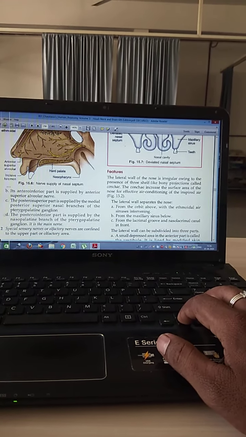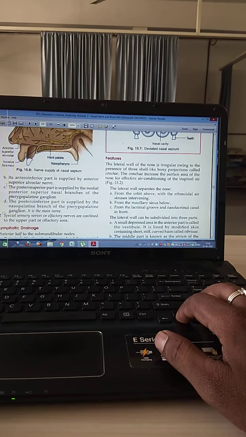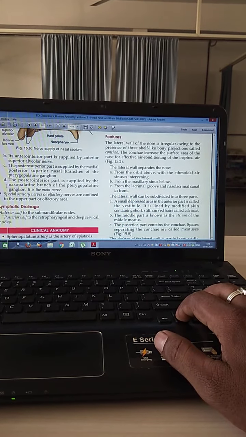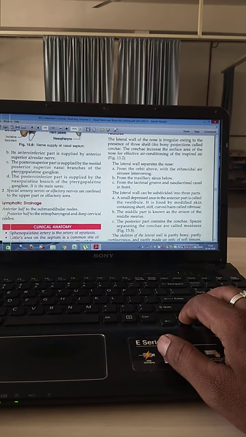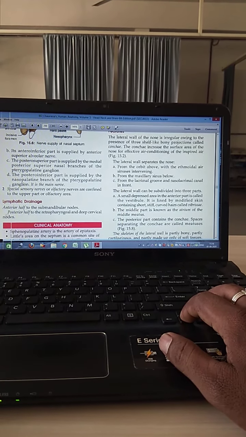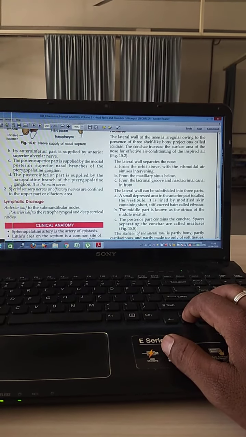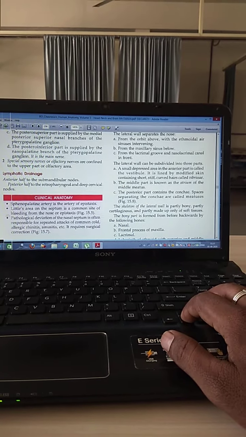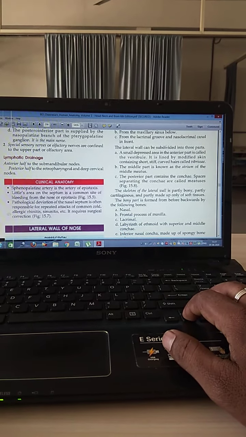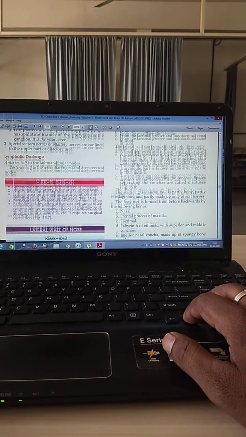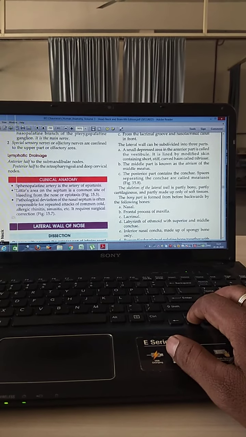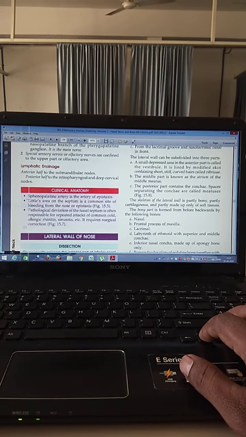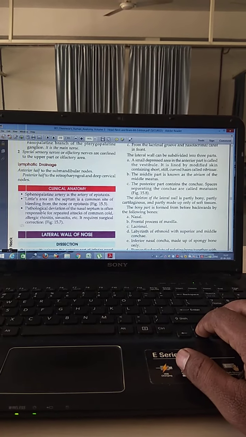Its anteroinferior part is supplied by the anterior superior alveolar nerve, and the posterosuperior part is supplied by the medial posterior superior nasal branches of the pterygopalatine ganglion. The posteroinferior part is supplied by the nasopalatine branches of the pterygopalatine ganglion. The special sensory nerves, or the olfactory nerves, are confined to the upper part of the olfactory area.